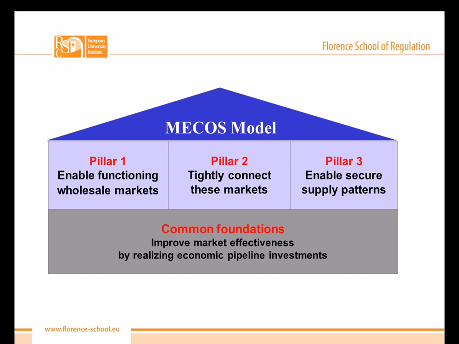Of course, most of the gas we use is coming from abroad, from foreign countries. We would like to see the gas entering the Union, and we would like to see the gas flowing inside the Union. For these three pillars, common foundations, to improve the market effectiveness: pillar one, pillar two, pillar three, we need to realize economic pipeline investments.